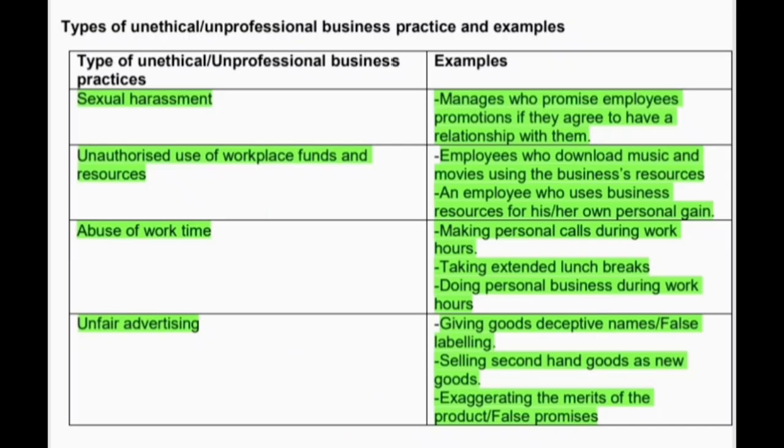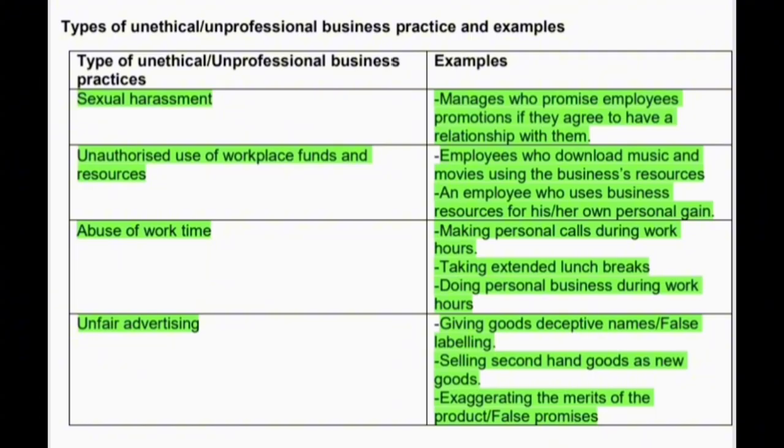Now we go to types of unprofessional business practices and the examples. Sexual harassment is a type of unprofessional business practice in the workplace. What are the examples of sexual harassment? Managers who promise employees promotion if they agree to have a relationship with them. Number two, unauthorized use of workplace funds and resources. Examples: employees who download music and movies using the business resources. Number two, an employee who uses business resources for his or her own personal gain. That's unauthorized use of workplace funds and resources.